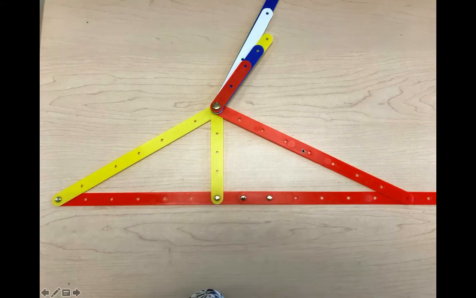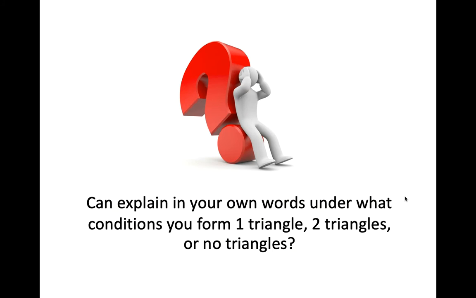And then lastly, with the side called red, which is definitely greater than the height, greater than the side called B, I'd have to twist it over to this side, and it makes one triangle. So then the challenge was to explain in your own words what you were seeing as you formed these triangles. Did you create one triangle? Did you create two triangles or no triangles?